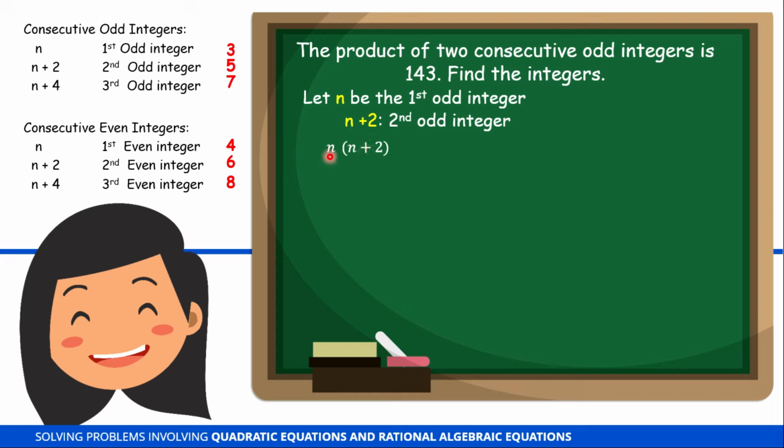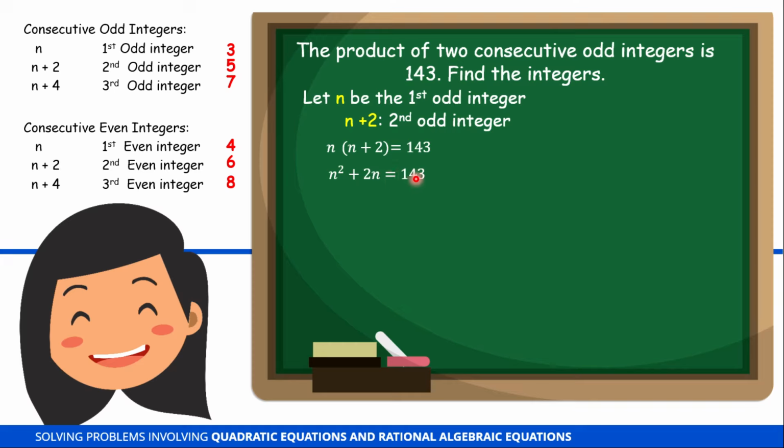Ibig sabihin, yung first odd integer multiplied to the second odd integer. That is equal to, ano daw yung product natin? 143. So, eto na yung ating magiging equation. We have n times quantity n plus 2 is equal to 143. Let's simplify the left side of the equation. I-distribute natin si n dito sa nasa loob ng ating parenthesis, which is n plus 2. So, n times n is equal to n squared. And n times 2, we have 2n is equal to 143.